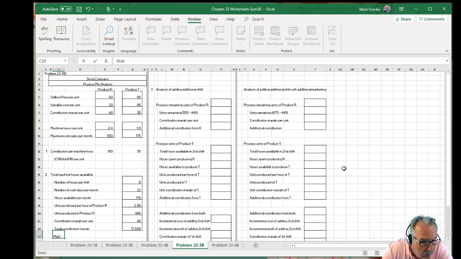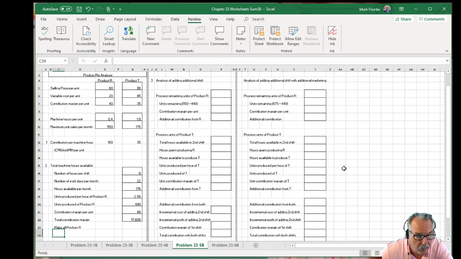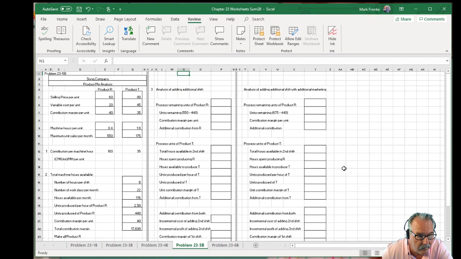We should make all product R. In other words, we're not making product T anymore because we don't have enough hours available. So in the hours we do have available, which is 176 hours, we're going to make all product R, and we're not going to make any of product T because we haven't maxed out on product R yet.